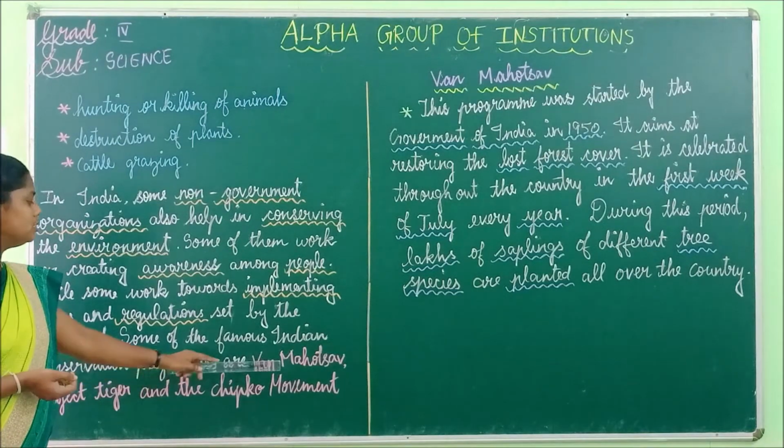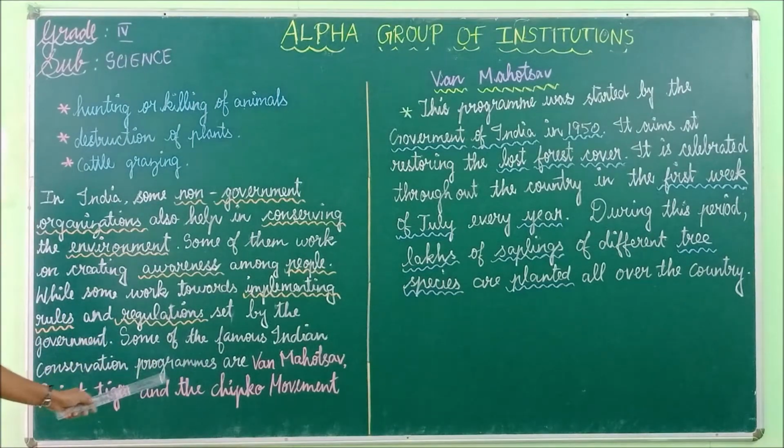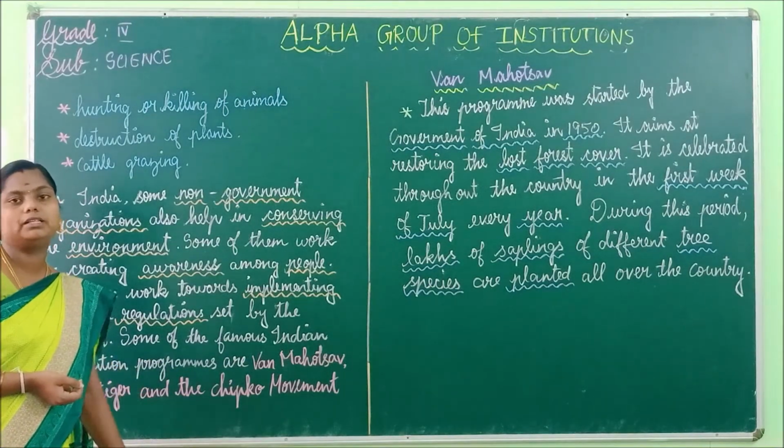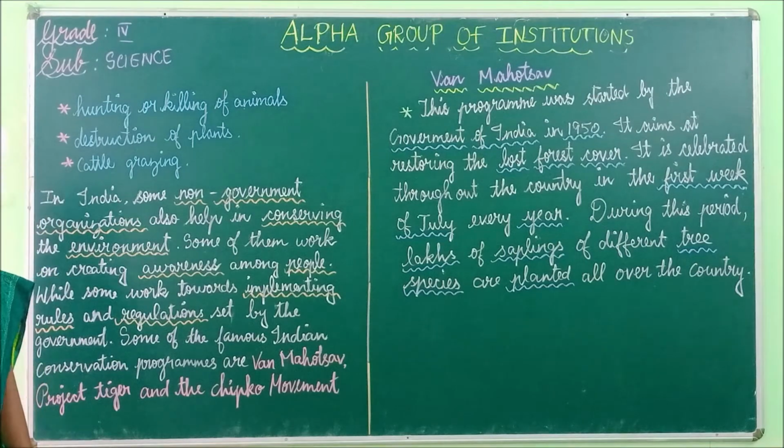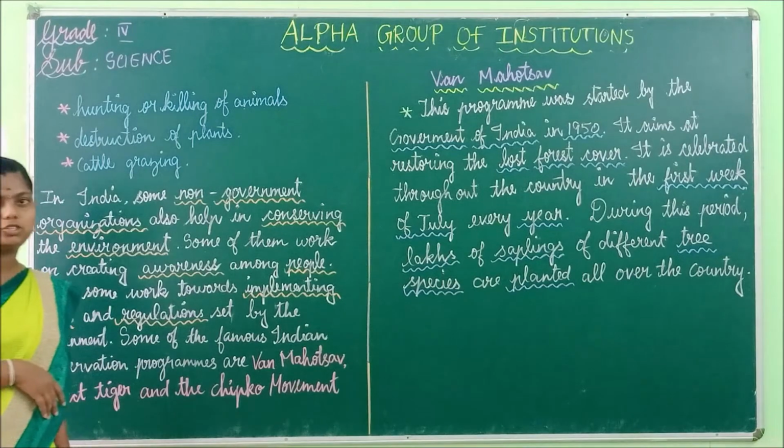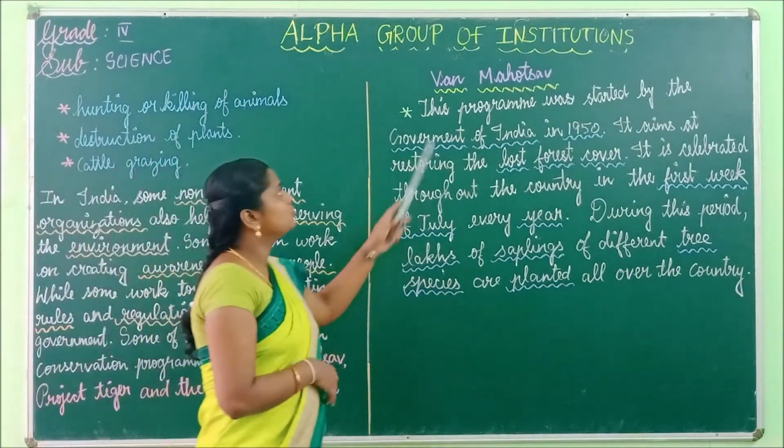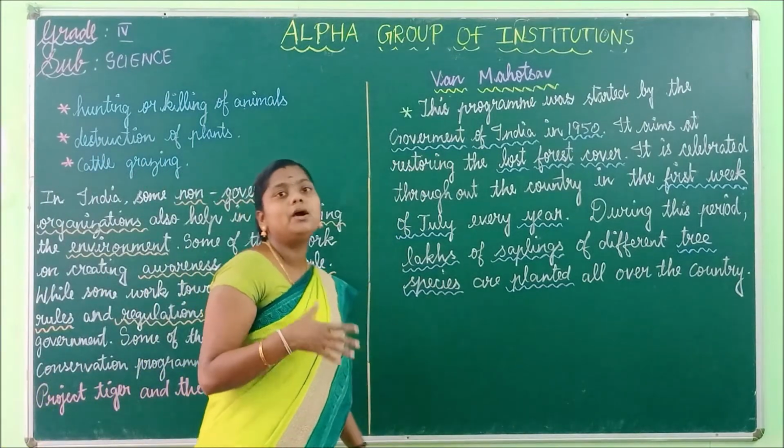Some of the famous Indian conservation programs are Van Mahotsav, Project Tiger and the Chipko movement. Clear, children? Now shall we learn what the famous programs are individually. The next one, so now we are going to see about Van Mahotsav.